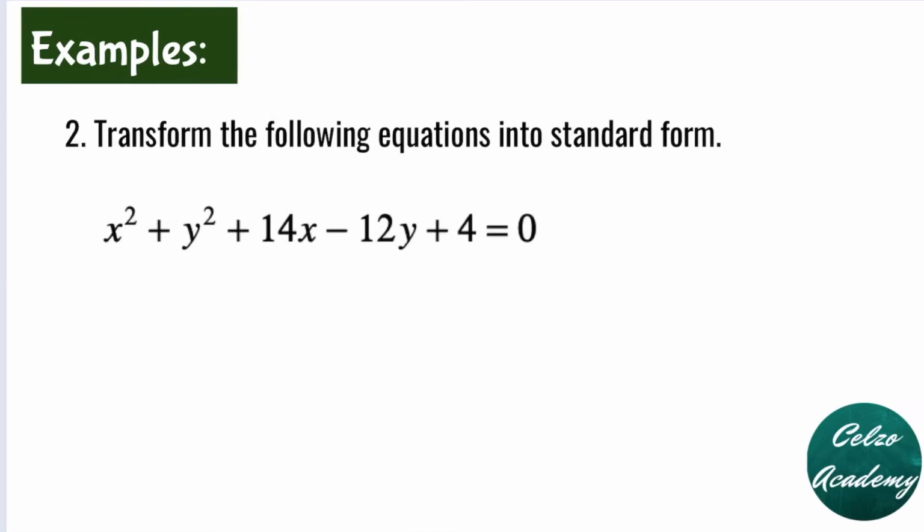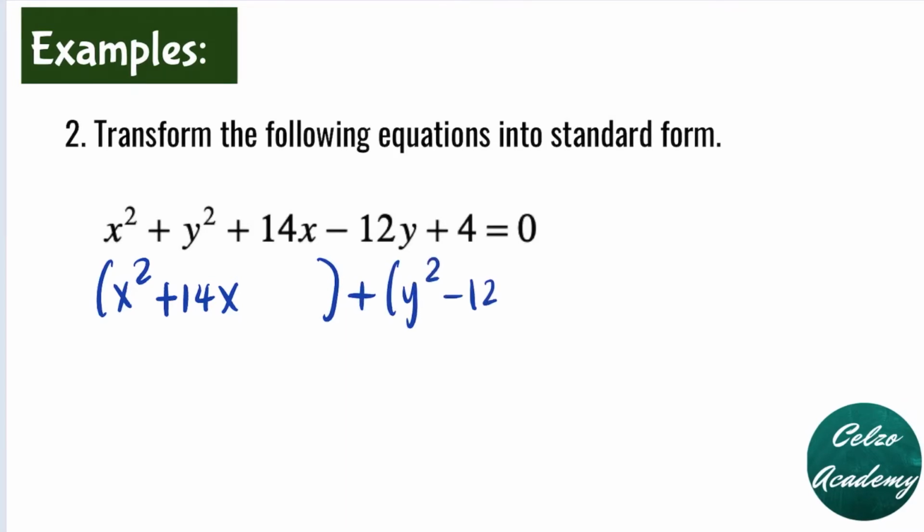Question number 2. x squared plus y squared plus 14x minus 12y plus 4 is equal to 0. So now we will group the x together, y together, and the constant on the right side. So now we will have x squared plus 14x, I will leave a space, plus, for the y, we have y squared minus 12y, leave a space, is equal to positive 4 becomes negative 4 since you transfer it to the right.